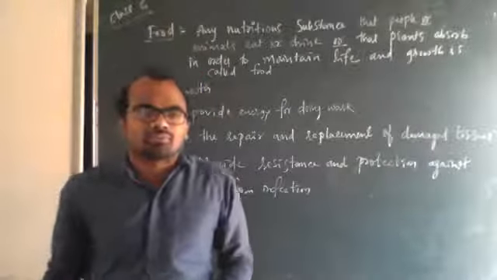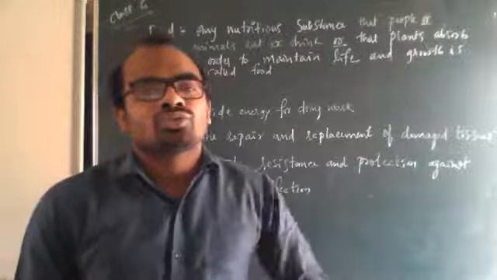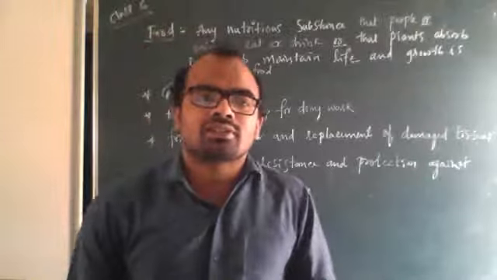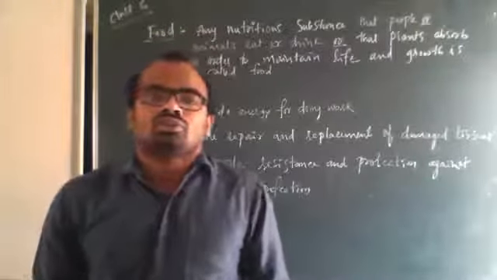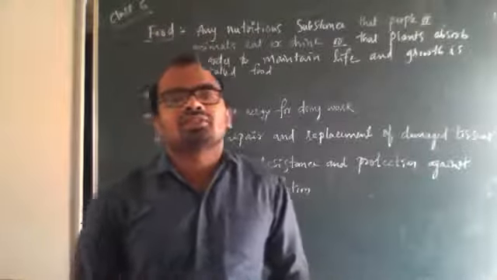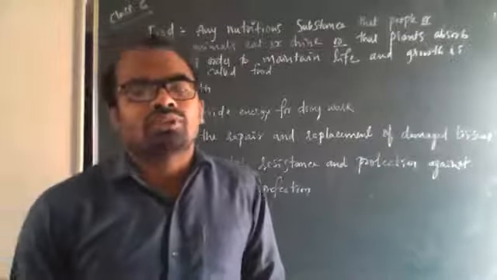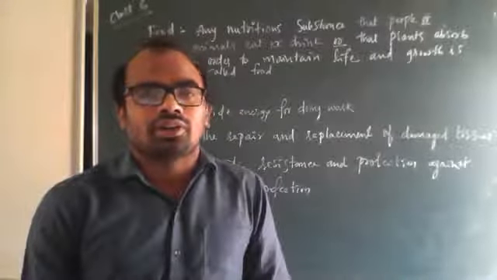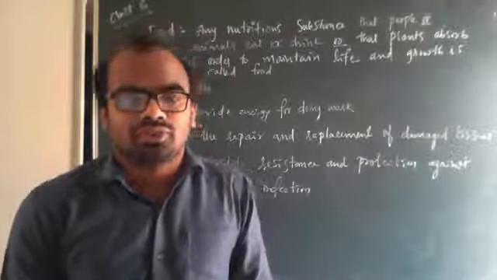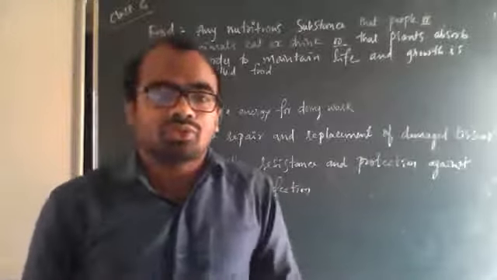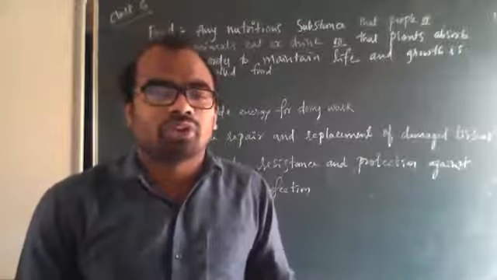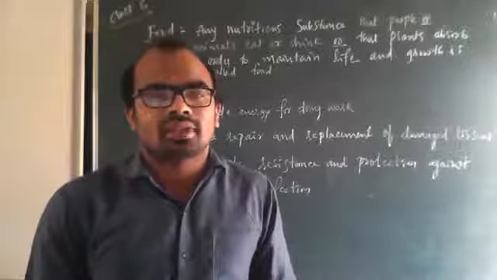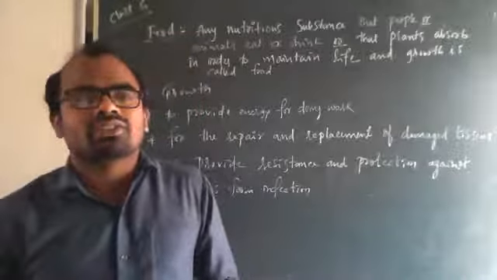Last class we were seeing about the chapter food. Where does it come from? We have seen the ingredients and the necessity of food. What is the necessity of food? What are the ingredients? We have taken some examples like tea, rice, sambar. So those all we have considered.